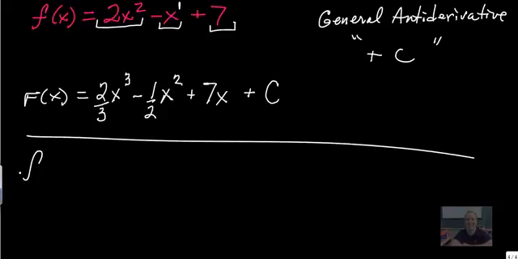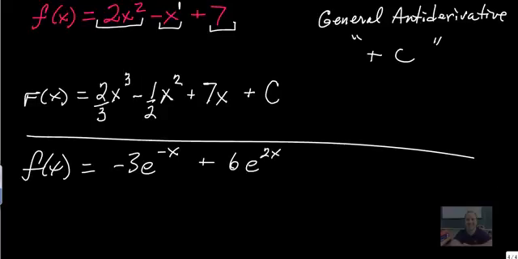What about this? F of x equals negative 3 e to the power of negative x plus 6 times e to the power of 2x. Ooh, that looks ugly, doesn't it? Okay, I'm just going to give you a minute to work through that and see if you can use your table of antiderivatives there in the textbook, and see what you can come up with.